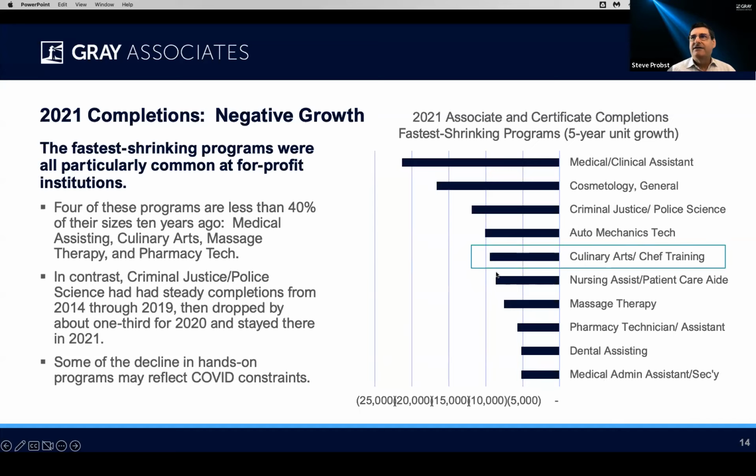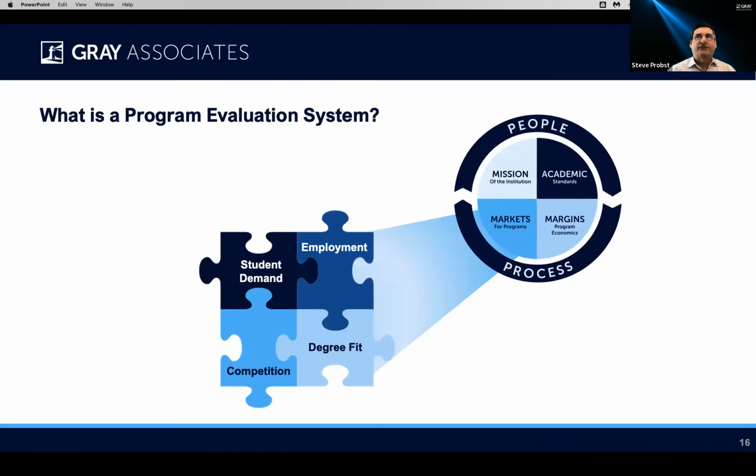There's one highlighted, culinary arts and chef training. And that's a good place to transition to our program of the month. We didn't choose it this month because it was on this list, but it's a nice way to transition to it. So for culinary arts, the key thing is you want to look at the big picture for it. You want to understand the overall market, the environment you're competing in, what the outcomes are for students and where that's all taking you and how it fits with who you want to be as an institution.